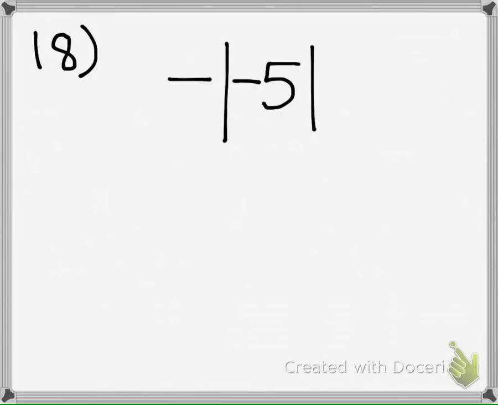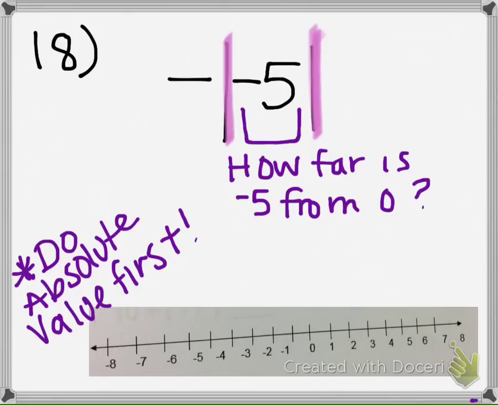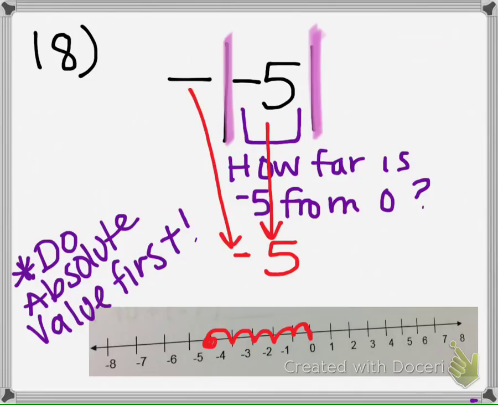Let's take a look at number 18. Number 18, however, has vertical lines. So what the vertical lines mean is how far is negative 5 from 0? So here's negative 5, and it is 1, 2, 3, 4, 5 away. So we're going to solve this first, which is 5, and then we're going to bring this down. So we get negative 5.